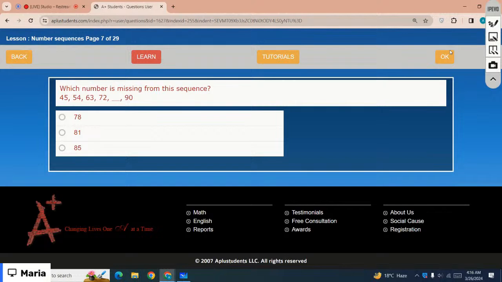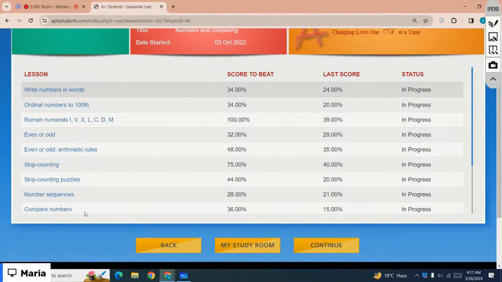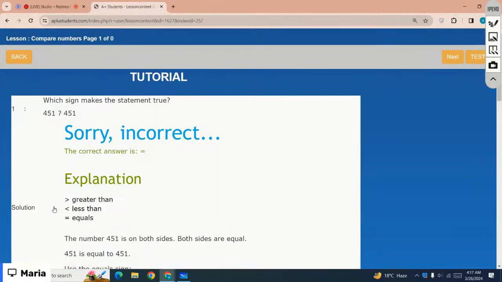Okay, you can complete the lesson by yourself later today. Let me just move on to the next lesson. The next lesson is compare numbers. Let's just see how we compare numbers, right?